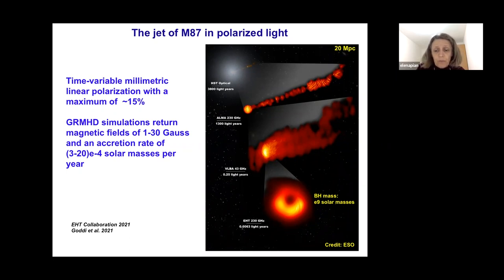And the application of magnetohydrodynamics codes with relativistic assumptions, based on the total intensity and linear polarization maps, could be applied to reconstruct some physical parameters very close to the black hole. So a magnetic field of between a few and 30 Gauss, and an accretion rate of 10 to the minus 4 solar masses per year.